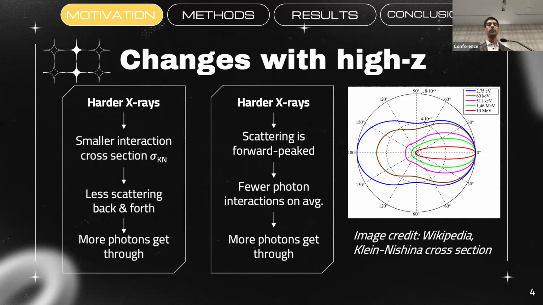When you go up to harder X-rays, the scattering is forward peaked. So that's what the plot on the right here is showing. These are sort of probability contours, more or less, in polar space. As you go up in energy, the photons are more likely to continue in their initial direction. So if they're isotropically emitted from a source at the origin, they should continue to move outwards on average. So more photons, again, will get through rather than being scattered around and eventually absorbed.